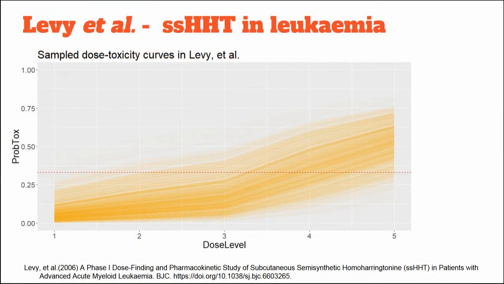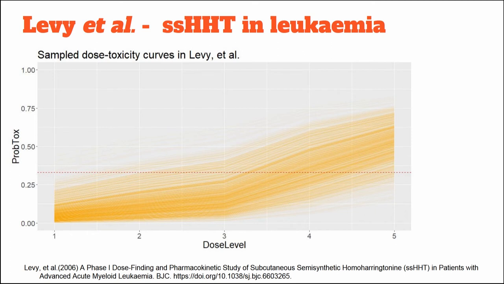And then what you get, so you're just reading across from the dashed line, you can see, looking at the points where they intersect, there are actually curves generated that advocate choosing dose levels 2, 3, 4, all the way up to 5. And that gives a hint to the level of uncertainty that's still within this clinical trial that maybe, perhaps, wasn't noted at the time. I don't really know.